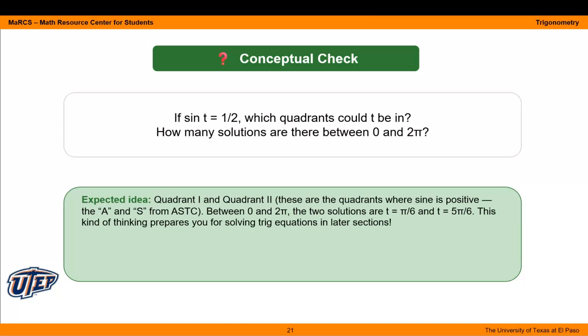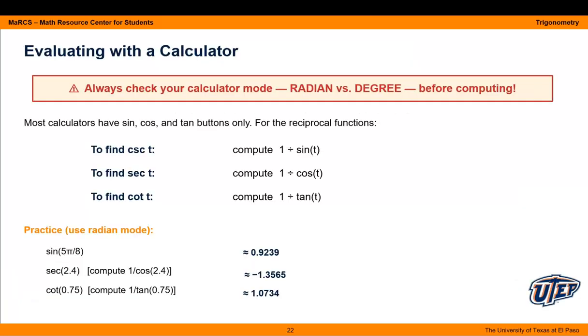If sine of t is equal to 1/2, then t must be in a quadrant where sine is positive. Since sine is a y-coordinate, this means quadrant 1 or quadrant 2. The reference angle is pi over 6. So the two solutions between 0 and 2 pi are pi over 6 and 5 pi over 6. This is the beginning of solving trigonometric equations using the unit circle.